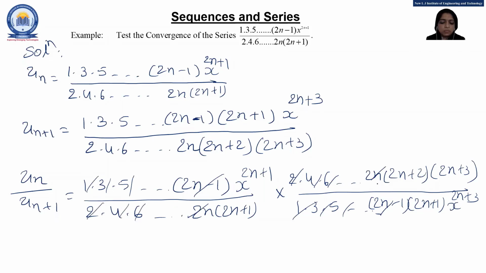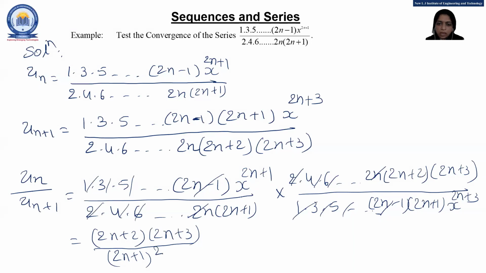So what is the remaining term here? That is 2n plus 2 and 2n plus 3. And in the denominator, this is 2n plus 1, 2n plus 1 two times. So here I have 2n plus 1 whole square. And this x has power, x raised to 2n plus 1. And in the denominator, that is x raised to 2n plus 3.